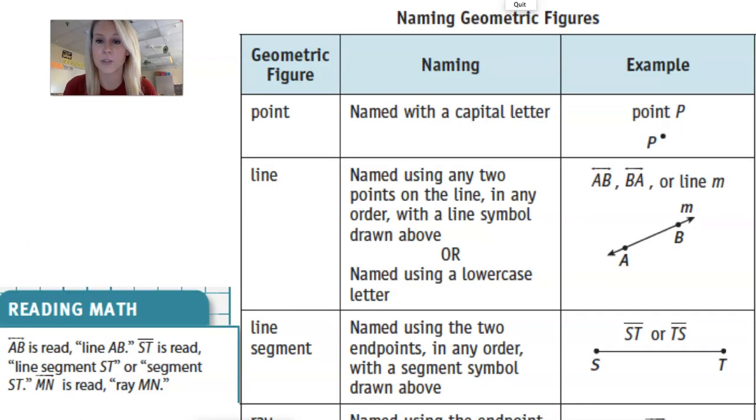Now we're going to get into the naming of it, and so let's talk about a point first. How you would name it is with a capital letter, and here's an example. If you have a point and then a P, it is called point P.